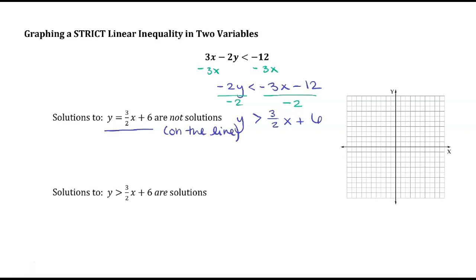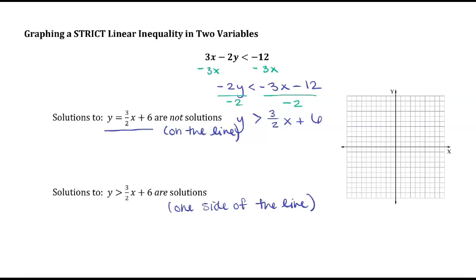But we can still use the line, and we need to use the line, to divide the xy coordinate system into two sides. Because the values on one side of the line will be our solution set. So let's graph the line, but instead of a solid line, we're going to use a dashed line.